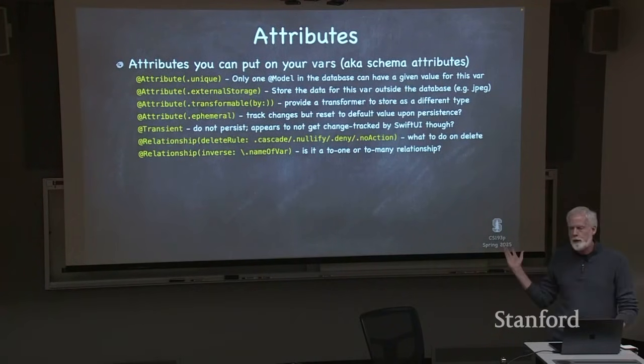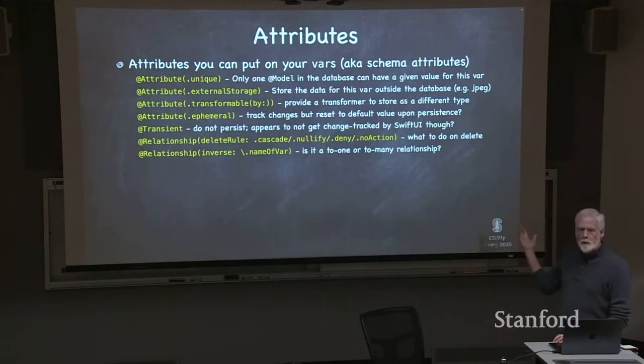So you would mark it @unique. We don't have any of those in our CodeBreaker. We don't have any uniqueness for any of our vars. External storage, that's if you're going to put big things like video or even a JPEG image or something like that. If you mark it @Attribute external storage, then it'll store it somewhere in the file system and just put a reference in the database. Okay, we don't want to fill our huge SQL databases with gigantic pieces of data.